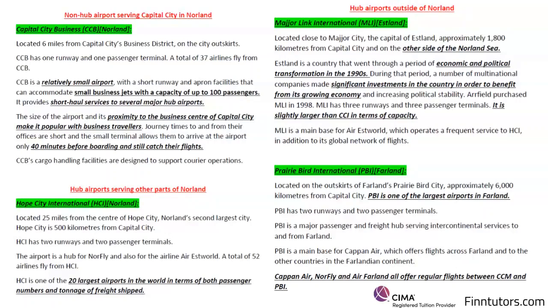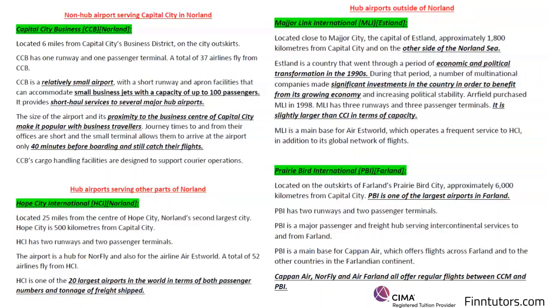CCB is a smaller airport with a short runway and apron facilities that can accommodate small business jets with a capacity of up to 100 people. It provides short haul services to several major hub airports. So, from this capital city business, you can go to and fro to hub airports and then take long haul flights if the business people need to.